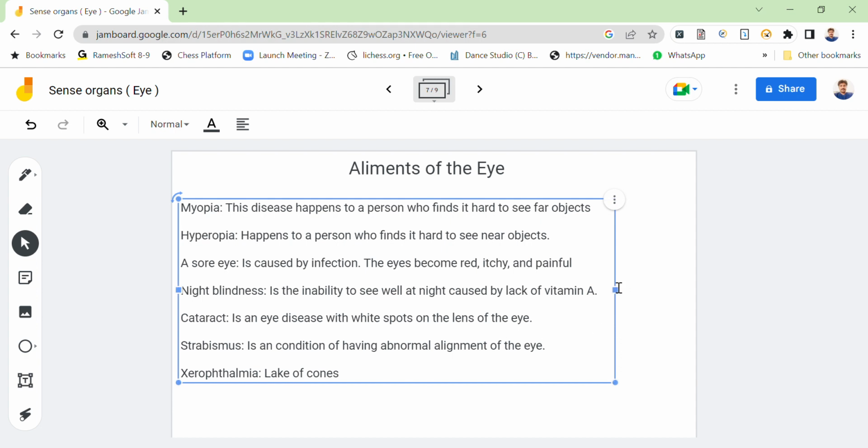The eye is done. The next part will be the ear, and after that the nose, then the tongue, and then the skin. So be sure to check out the video on the ear, but it's not posted yet.